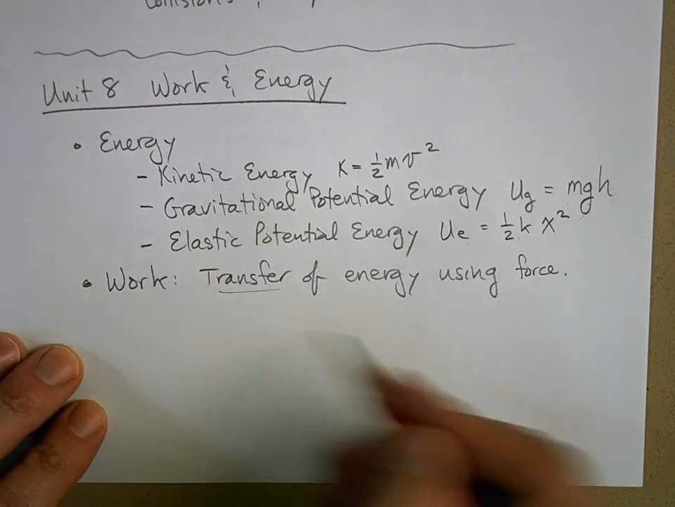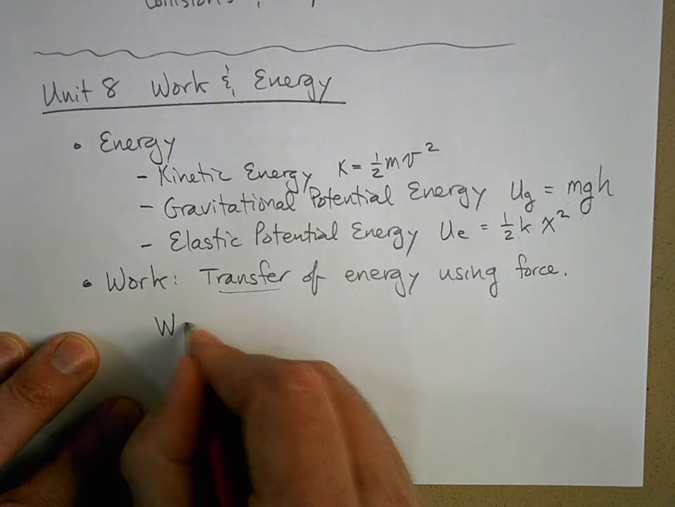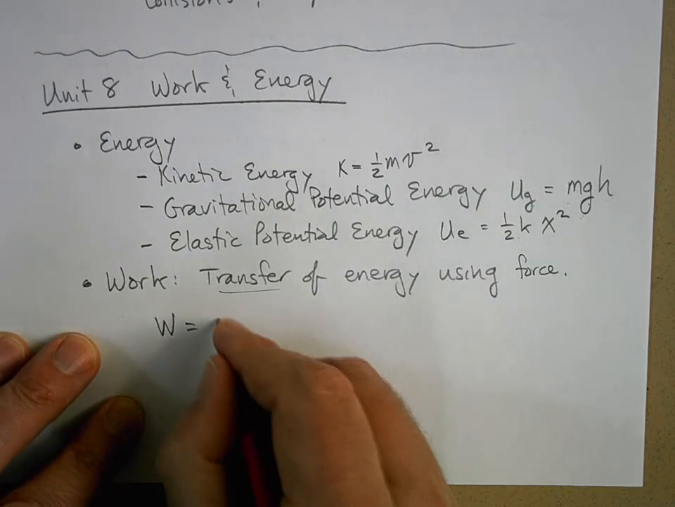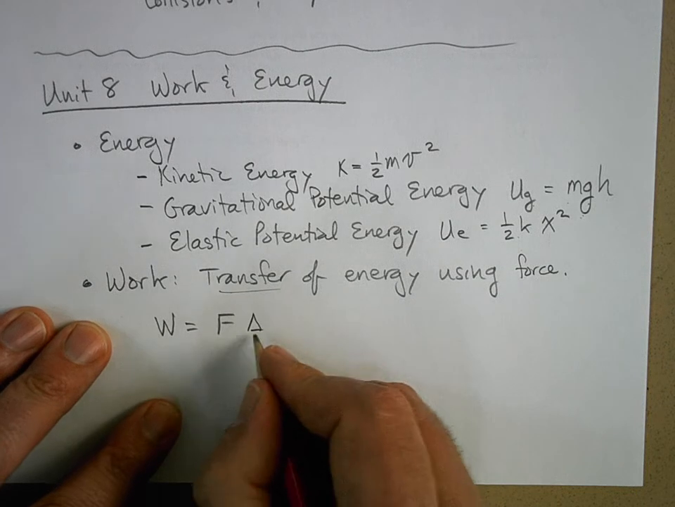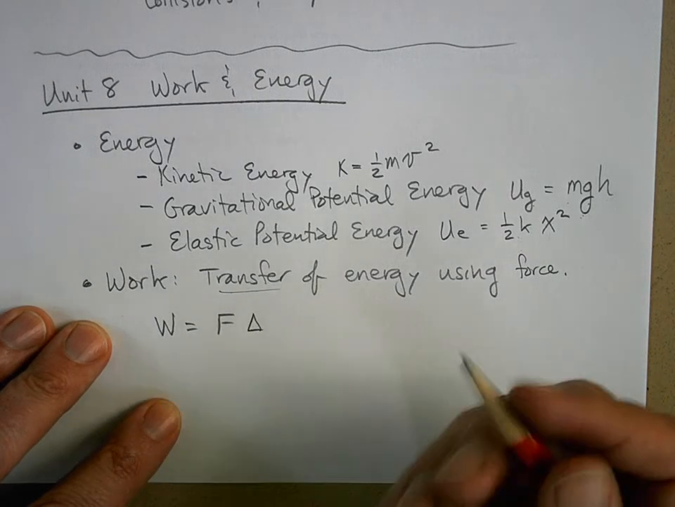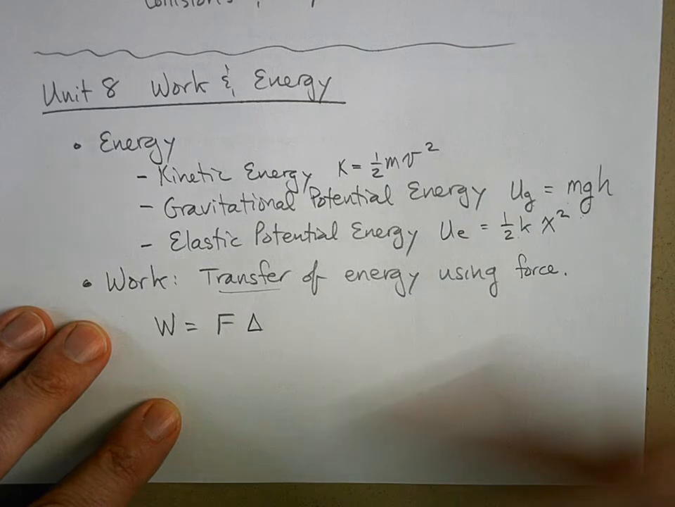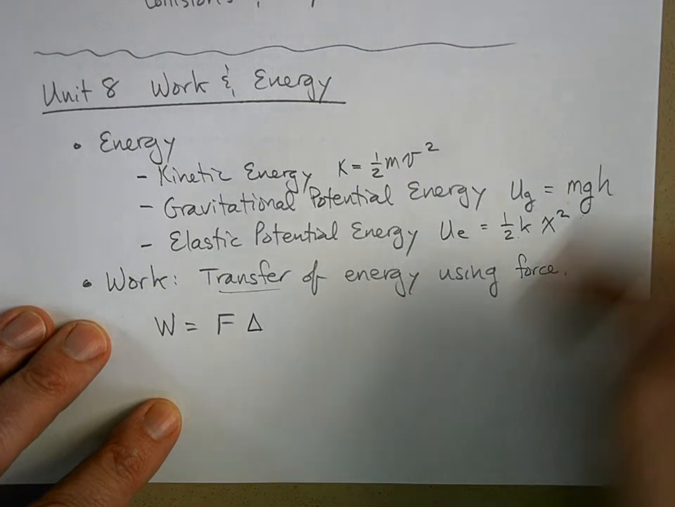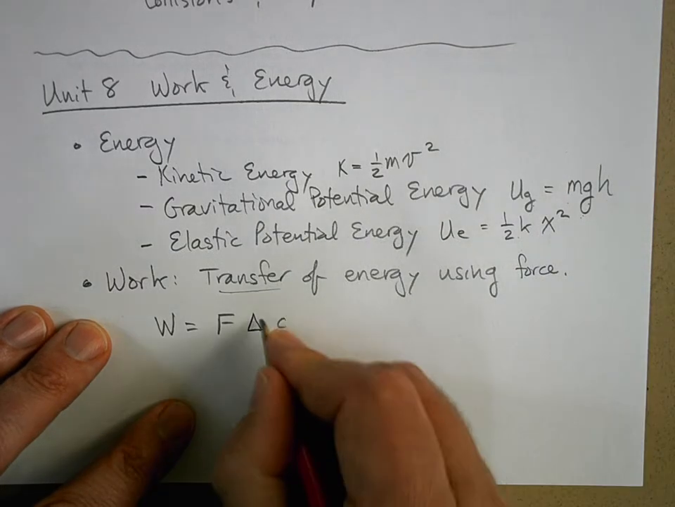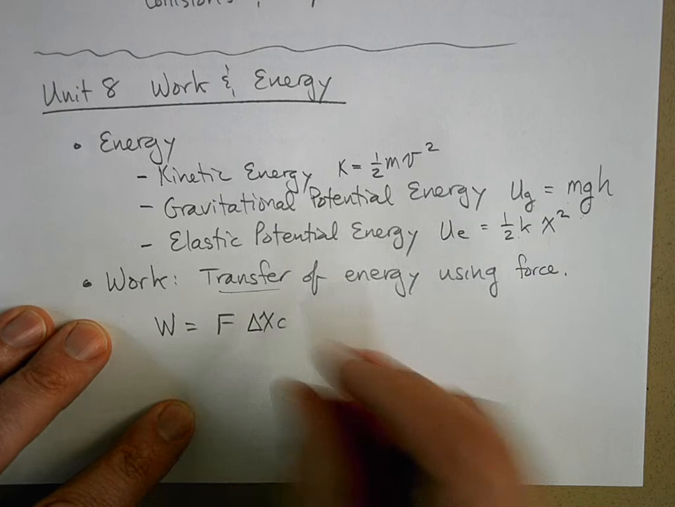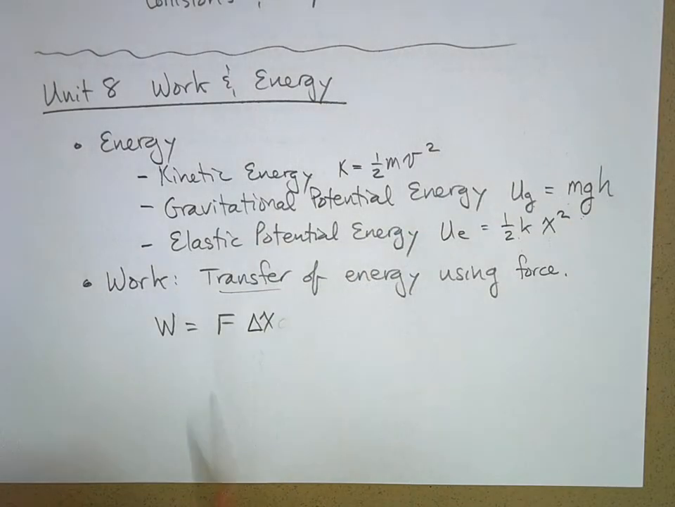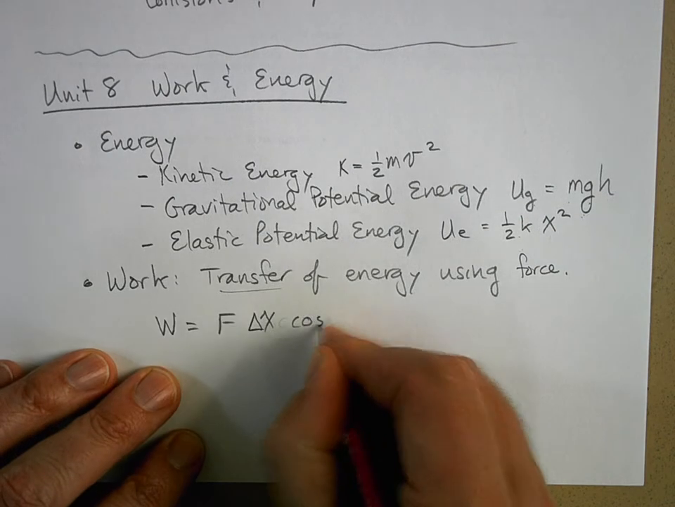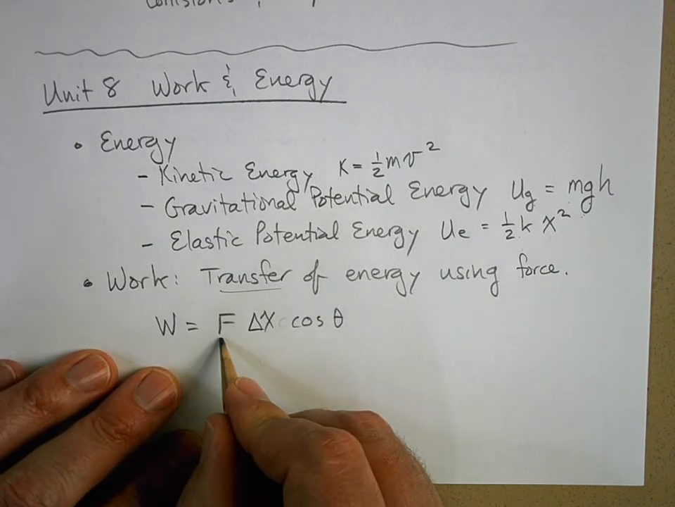Now, there is a formula for work. Work is equal to the force that's applied times the displacement, or distance if you want, but it's what displacement you move through. We can call it delta x. But it doesn't have to be in the x direction. It can be in the y direction, any direction you want. Times the cosine of the angle between the force vector and the displacement vector.